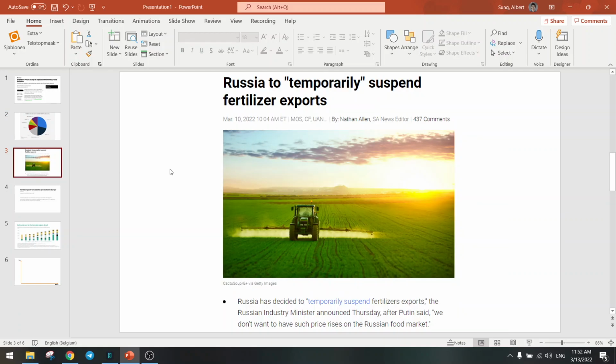Here you can also see Russia is also banning fertilizer exports, and that will, of course, deplete the supply. And we will see what the effect of this ban on the supply curve is later on.